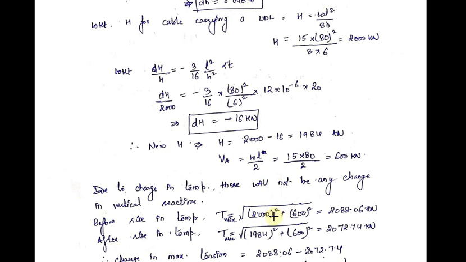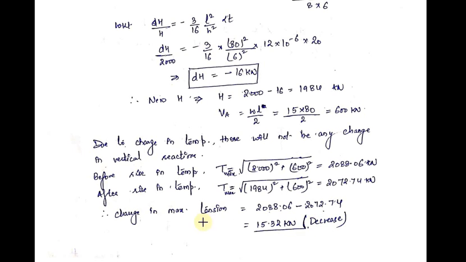So T max is equal to under root VA square plus H square. Here I have written H square and then VA square, so under root H square plus VA square. Before the rise in temperature, we will use the original value of capital H. So the value of Tmax will come out to be 2088.06 kilonewton. And after the rise in temperature, VA remained the same, but the value of capital H decreased. So we will use the decreased value of capital H, which is 1984. After putting all the values, I will get Tmax equal to 2072.74 kilonewton.